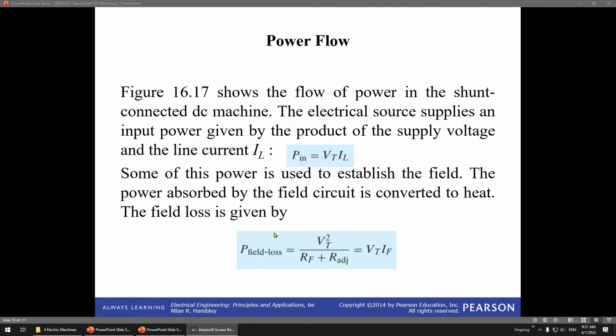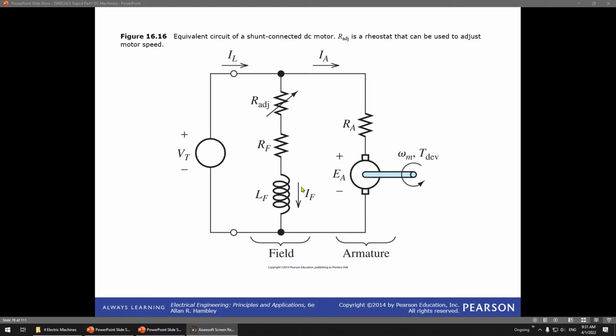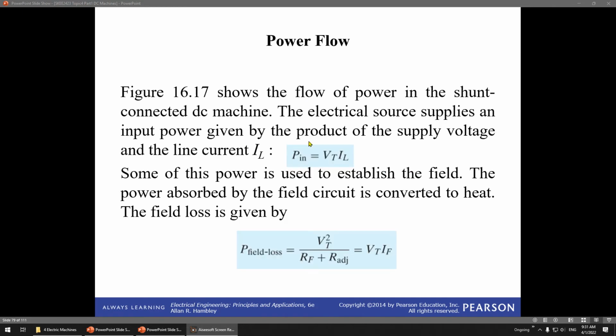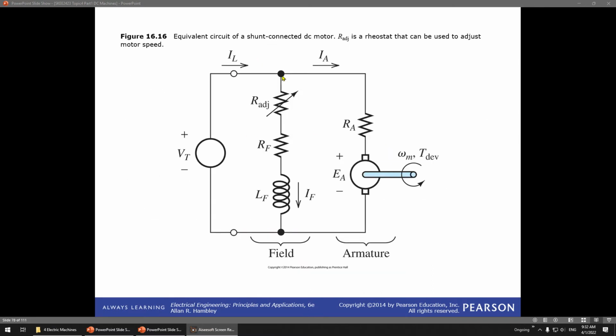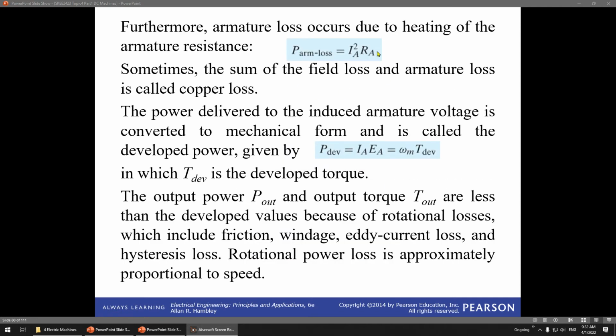This is a calculation. It's just P equals V squared divided by R, and in this case this is the R total. Furthermore, the armature losses occur due to the heating of the armature resistance. If you look here, this is the voltage. You could use V squared divided by R to calculate the losses, but in this case you have to use the current because there is EA. So the losses you want to calculate are P equals IA squared R. Make sure you differentiate this.